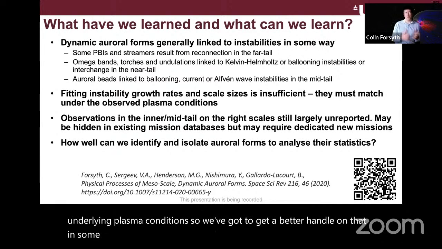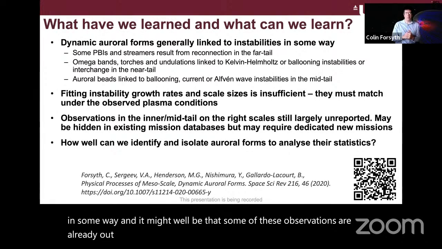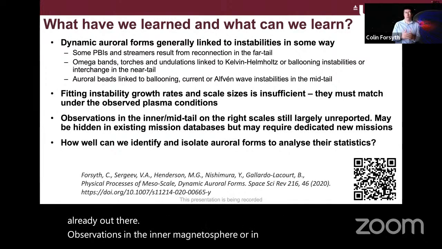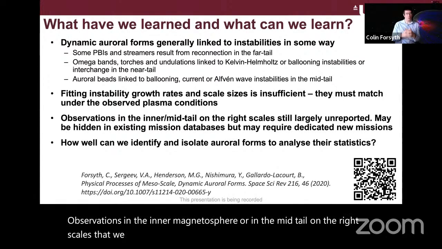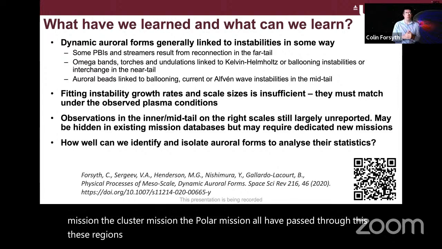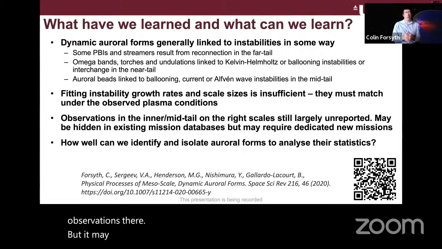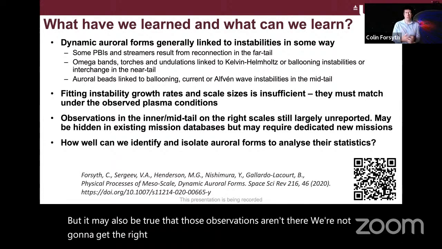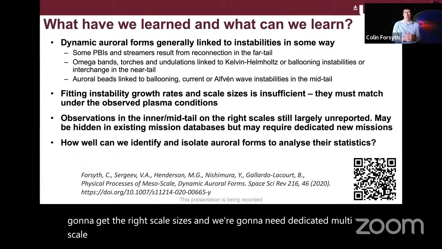And it might well be that some of these observations are already out there. Observations in the inner magnetosphere or in the midtail on the right scales that we just haven't looked at yet. The THEMIS mission, the Cluster mission, the Polar mission all have passed through these regions, but maybe we've missed some of the important observations there. But it may also be true that those observations aren't there. We're not going to get the right scale sizes, and we're going to need dedicated multi-scale missions in order to get a real handle on these processes.